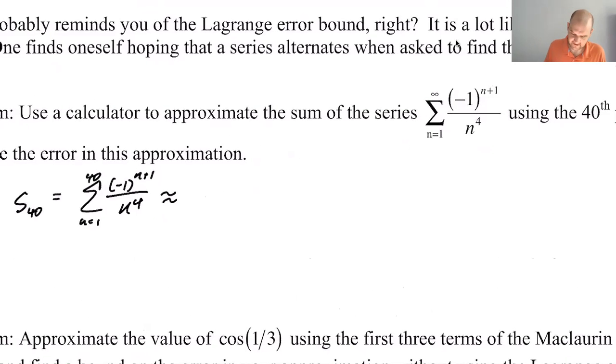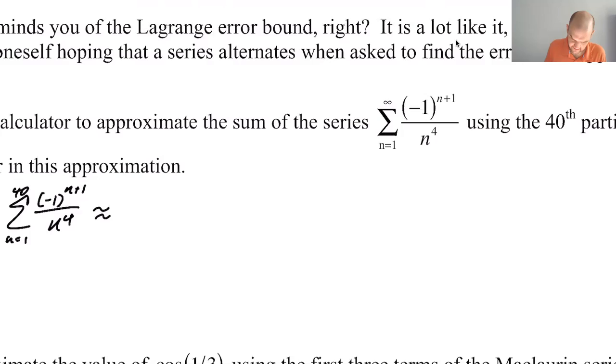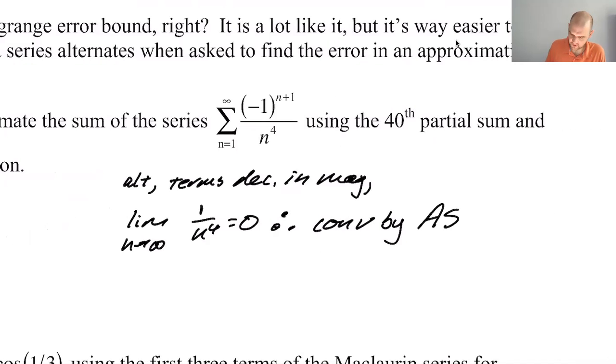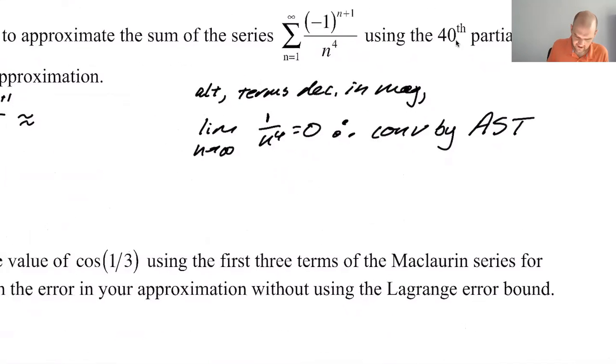Now, this is a series that alternates, terms decrease in magnitude, and the limit as n approaches infinity of 1 over n to the 4th is 0. Therefore, the series converges by the alternating series test. I think it's important that you show that the series converges, because if it doesn't converge, then you can't really find the error because it doesn't converge to anything.